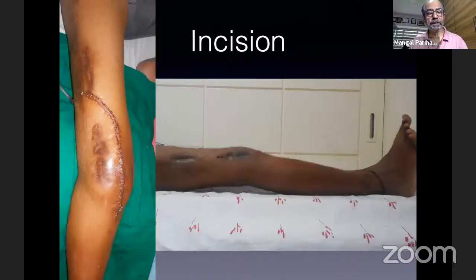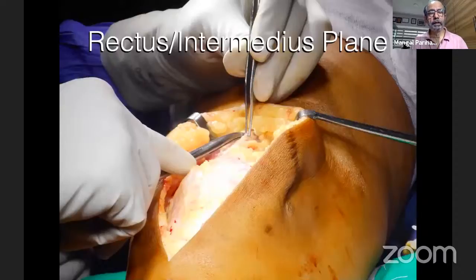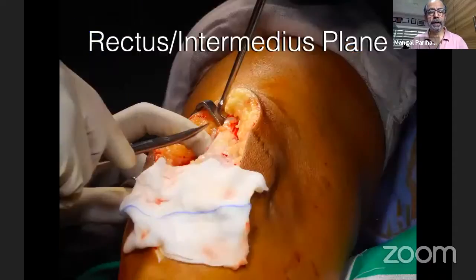That's the kind of incision that we do. So here, the most important thing as far as I'm concerned is this careful dissection to separate or identify the plane between the rectus and the intermedius. And if you look at it carefully enough, in the most scarred of knees, you will be able to find that. And the rectus tendon is a thin tendon, and the intermedius and fibrosis all lies below it.